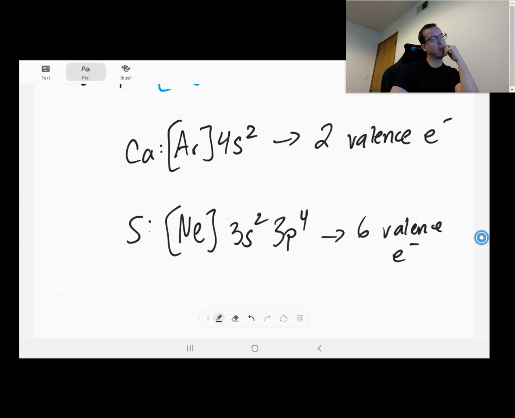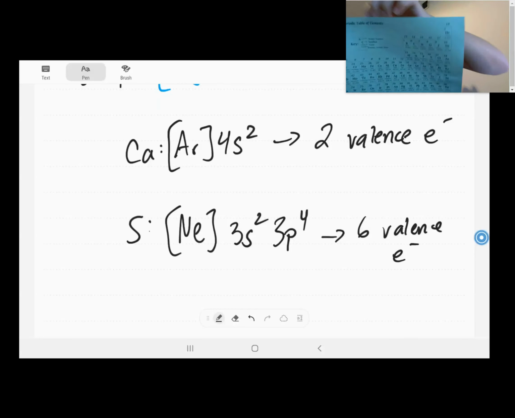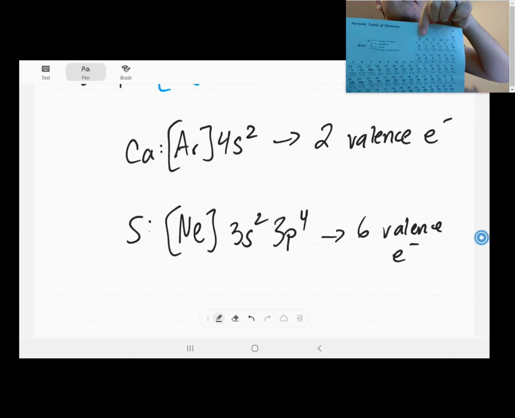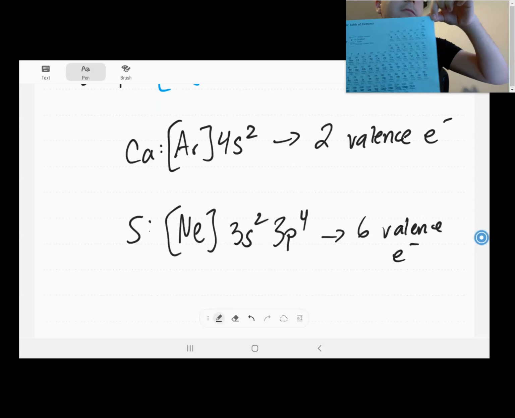3. Group, so on the periodic table there's these numbers at the top. That's what I'm talking about. Like these ones, oh, I'm sorry, I'm on the other side. These ones. See 13, 14, 15, 16, 17, 18?